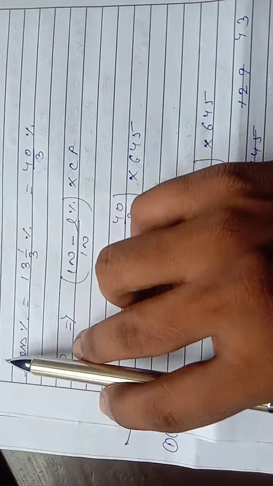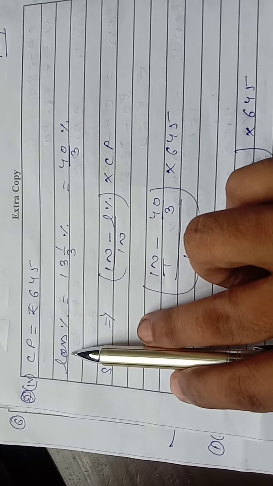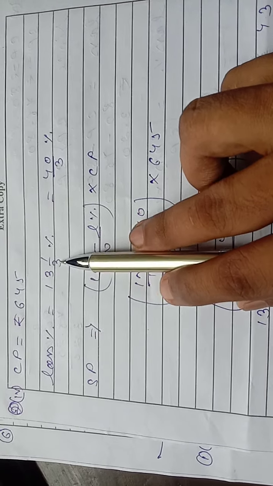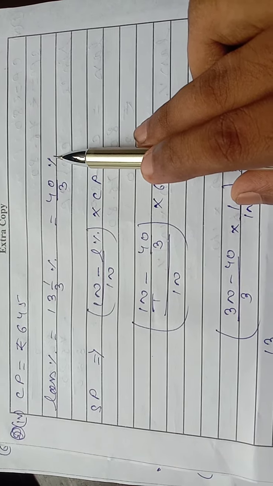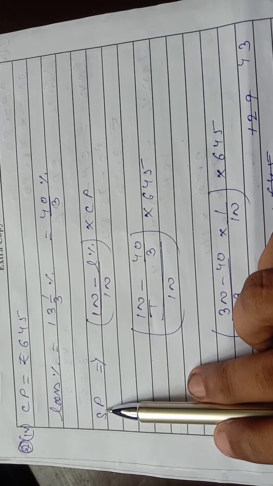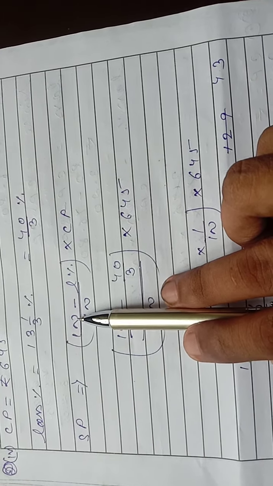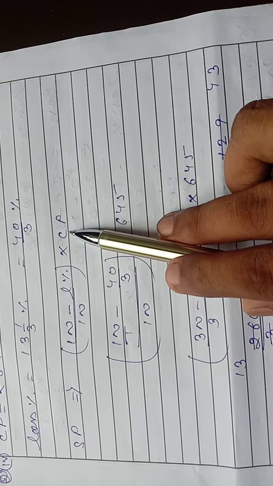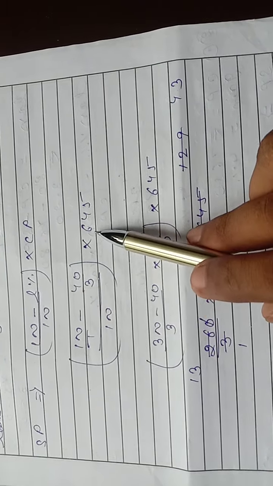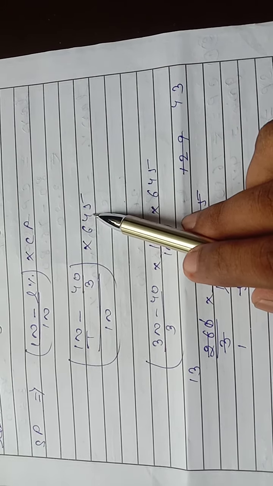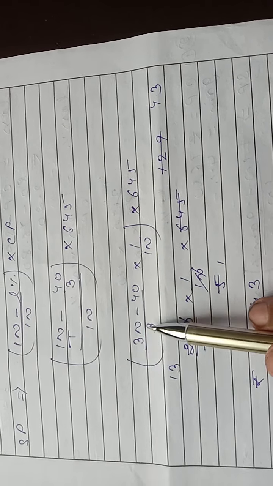Same way, the cost price is given as 645. Loss percent we have got is 13 by 3%, which is equal to 40 by 3%. So we know that the formula for SP, when we have loss percent, will be (100 minus loss percent) by 100 into CP. 100 minus 40 by 3, divide by 100 into 645. When we take LCM of these, we will get it as 3.